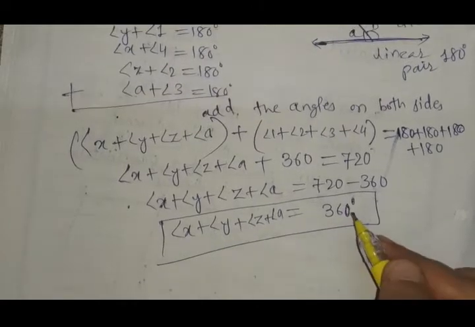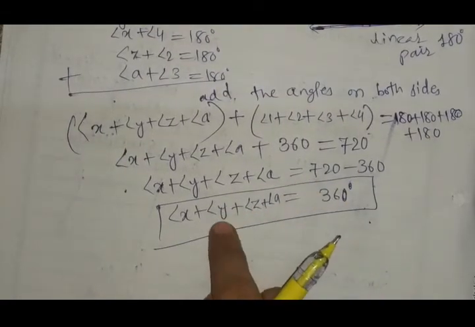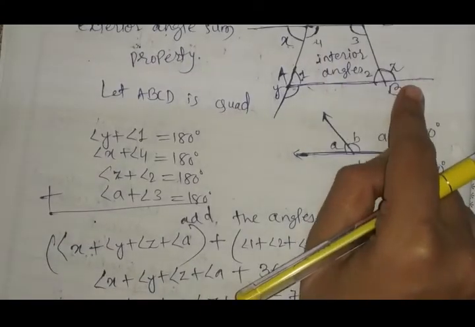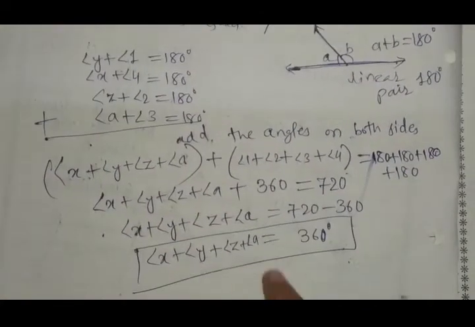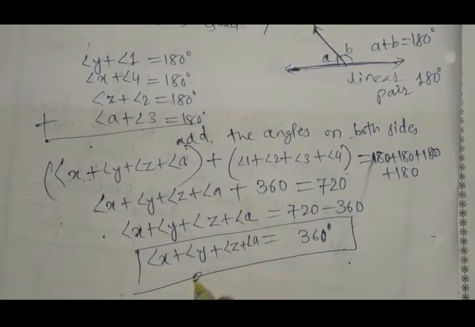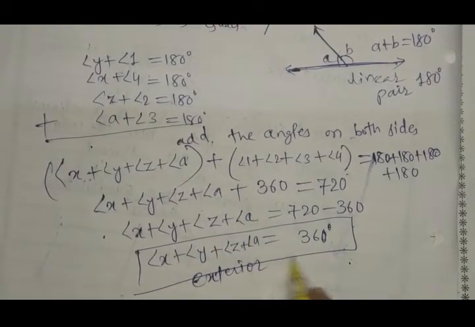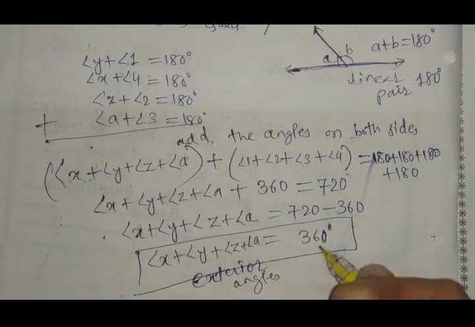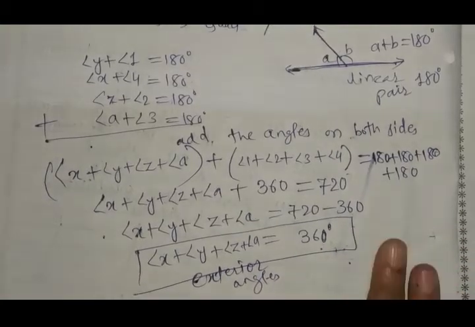which means that if the sides of a quadrilateral are produced in order, then the sum of the 4 exterior angles is going to be 360 degrees. This is the proof.